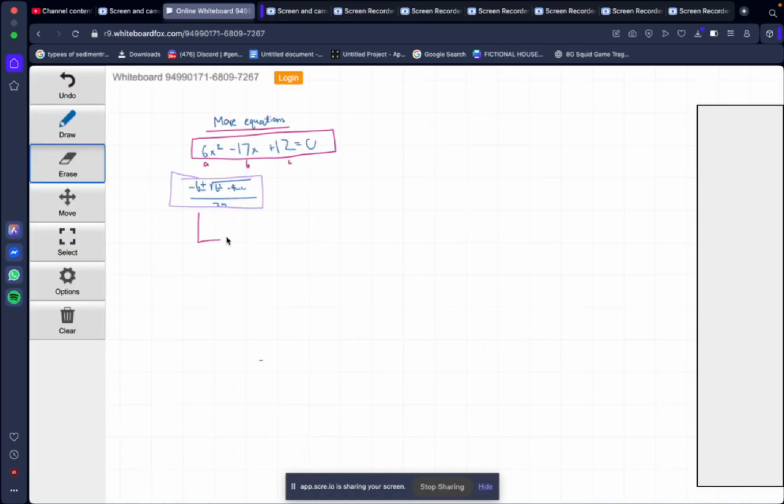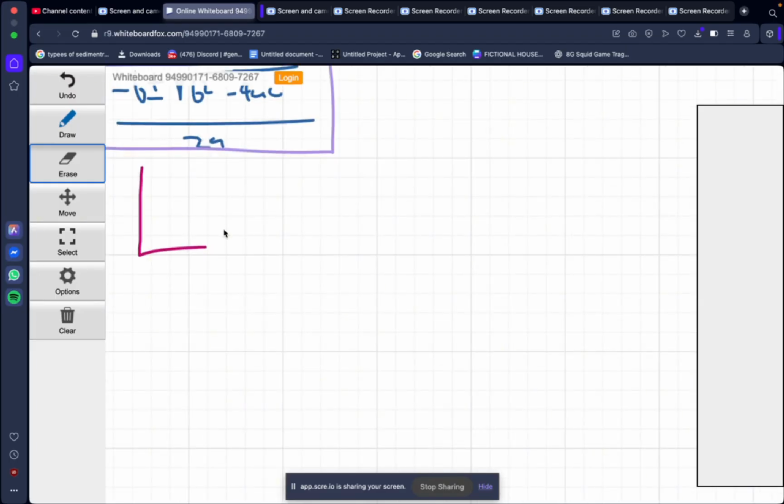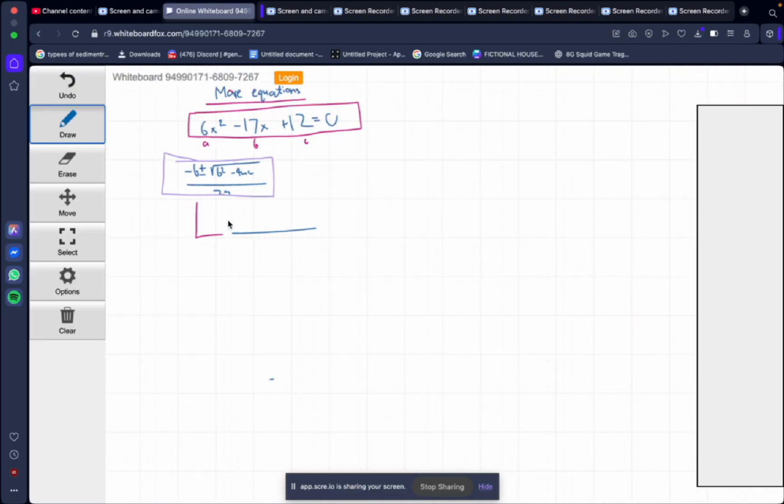Okay, now we need to plug this into the equation, so we know that's pretty easy. All we got to do is simply plug in: negative 17 plus or minus. So we need to plug everything in. We need to do negative b first, so negative 17 plus or minus a square root.